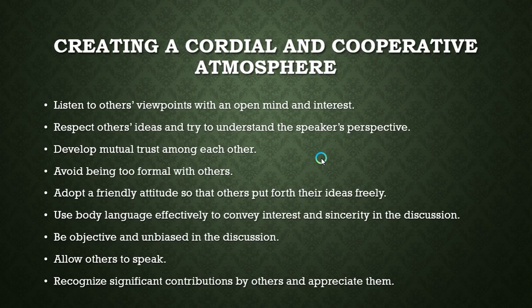Next is creating a cordial and cooperative atmosphere. Cordial means very happy, very warm-hearted. We say cordial welcome in greeting cards. Now in the group discussion, in GD, we need to create a cordial and cooperative atmosphere. Otherwise group discussion will not become lively.